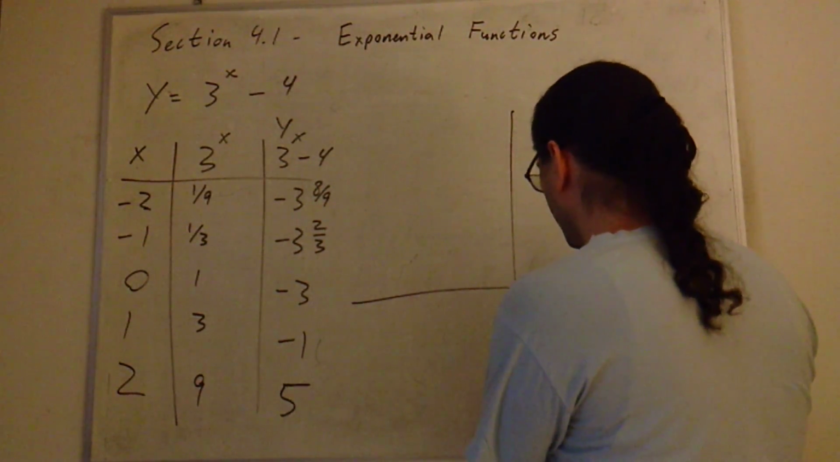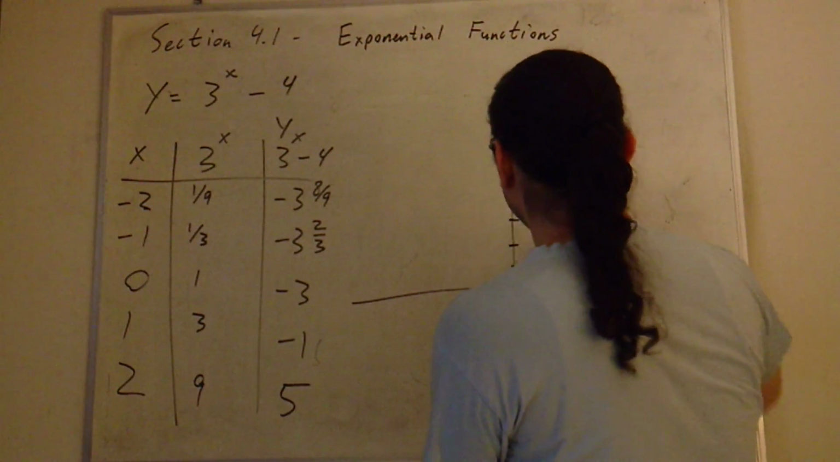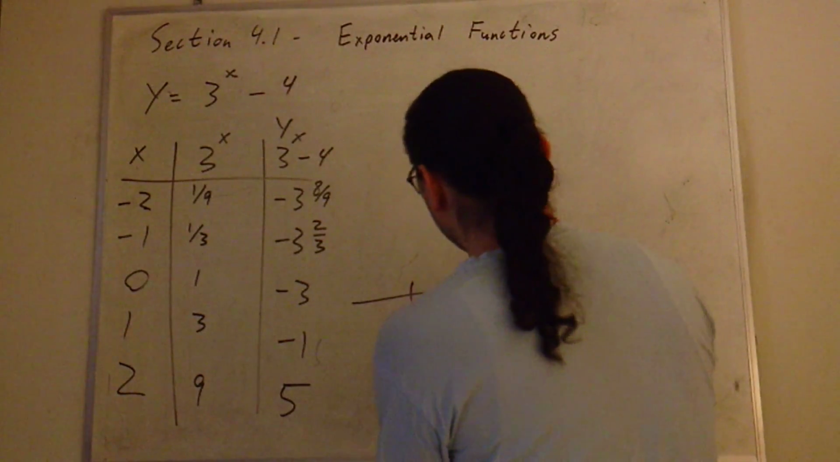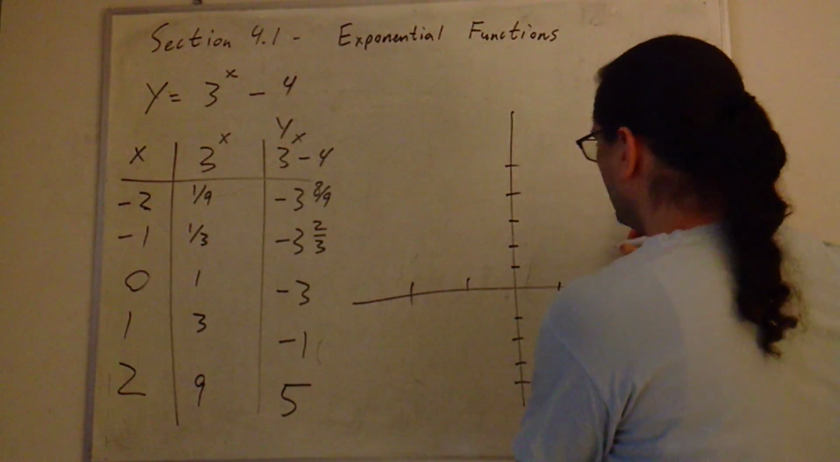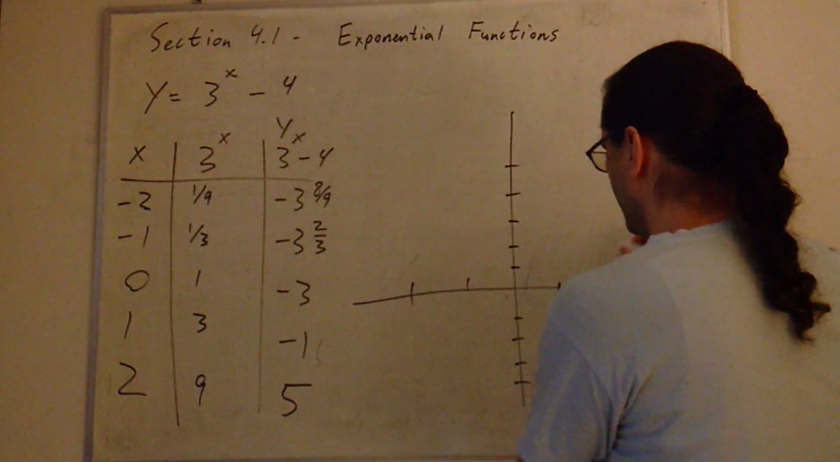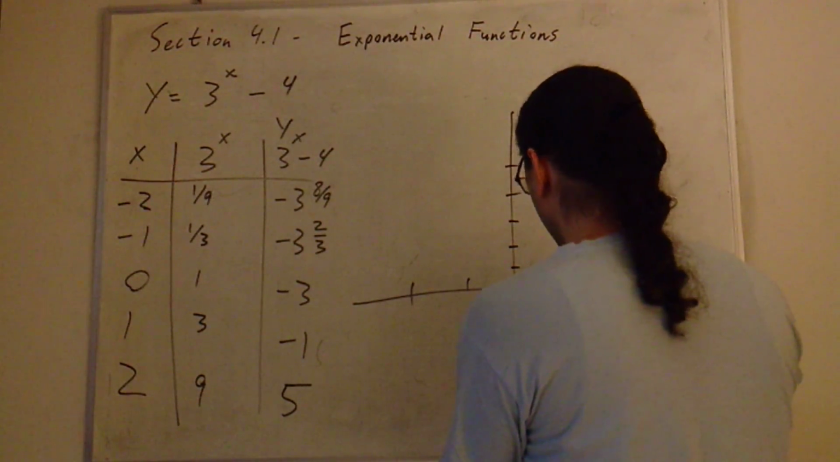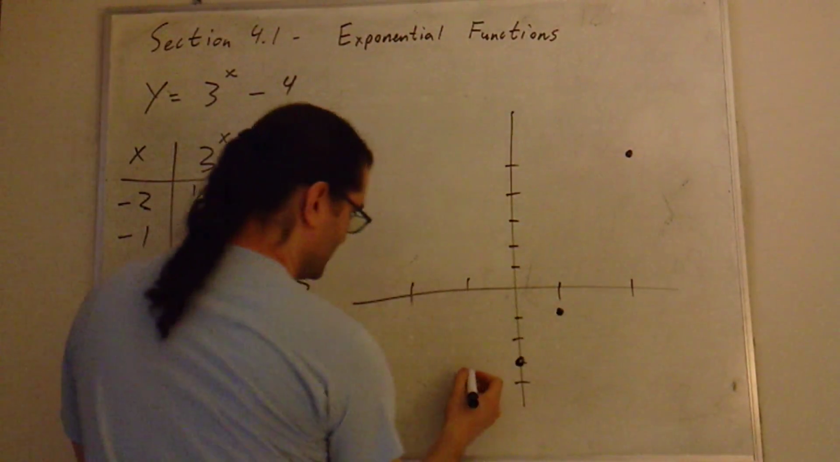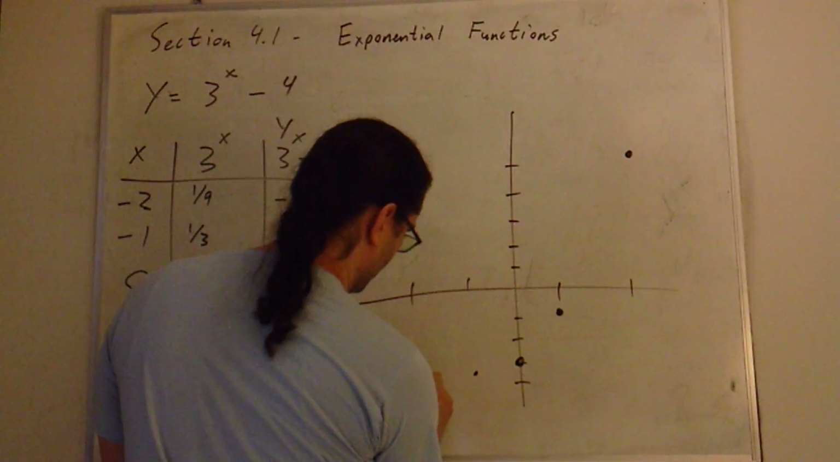1, 2, 3, 4. 1, 2, 3, 4, 5. Okay. What do we got? 2 is at 5. 1 is at negative 1. This is at negative 3. And this is at negative 3 and 2/3. Negative 3 and 8/9.